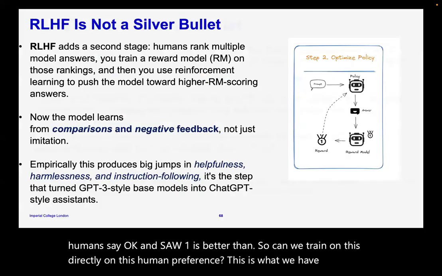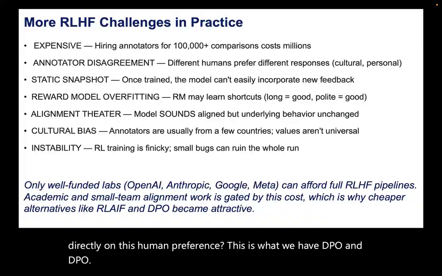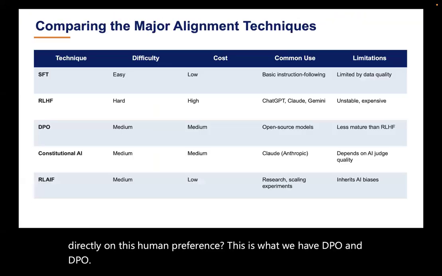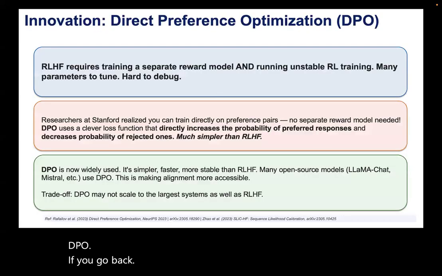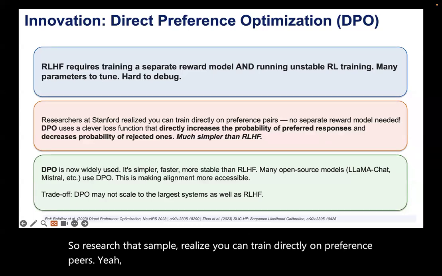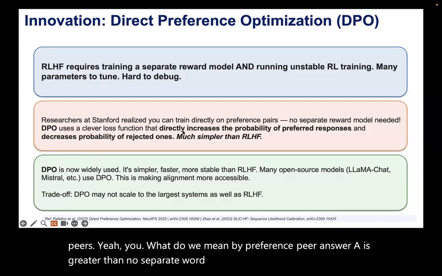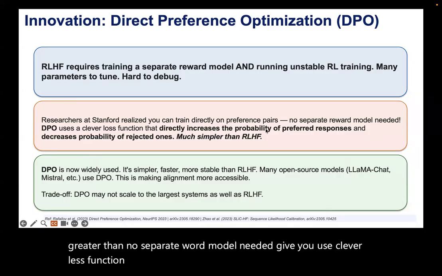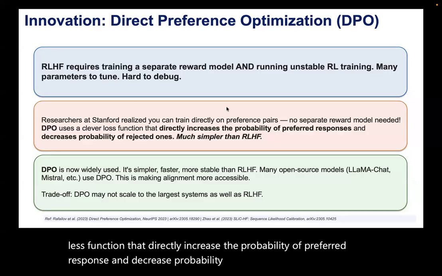In DPO, if you go back, researchers at Stanford realized you can train directly on preference pairs. What we mean by a preference pair is answer A is greater than answer B. No separate reward model needed. DPO uses a clever loss function that directly increases the probability of the preferred response and decreases the probability of the rejected ones. So DPO, which is the algorithm, can now decrease and increase.